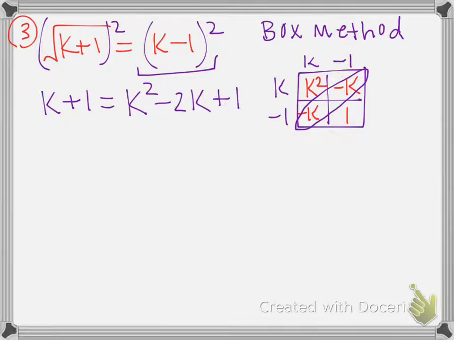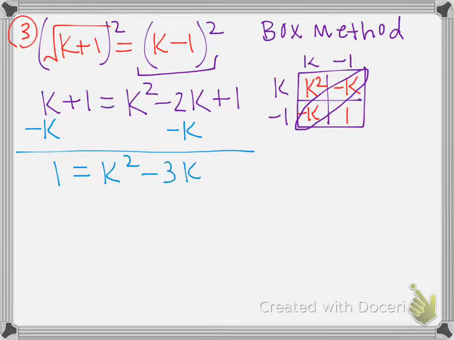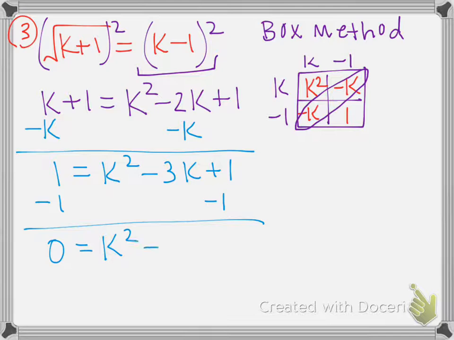So our goal here is to get everything on one side of the equal sign. So I'm going to subtract the k over. You get 1 equals k squared minus 3k plus 1. And then you're going to subtract the 1 over. So everything's on one side and it's set equal to 0.